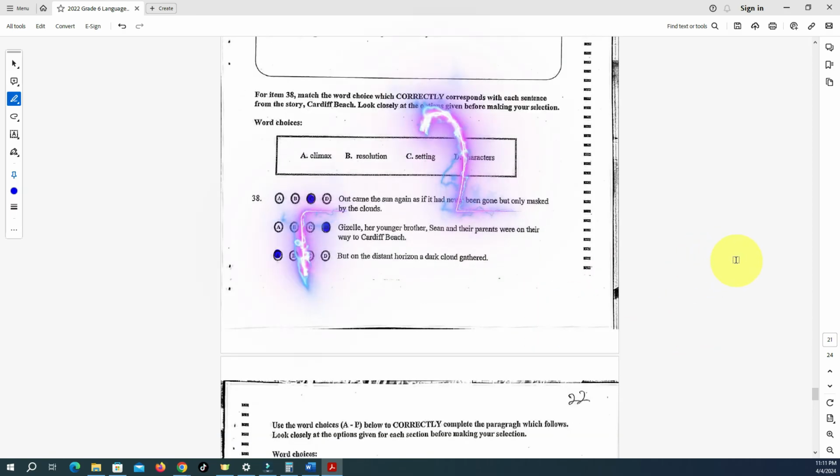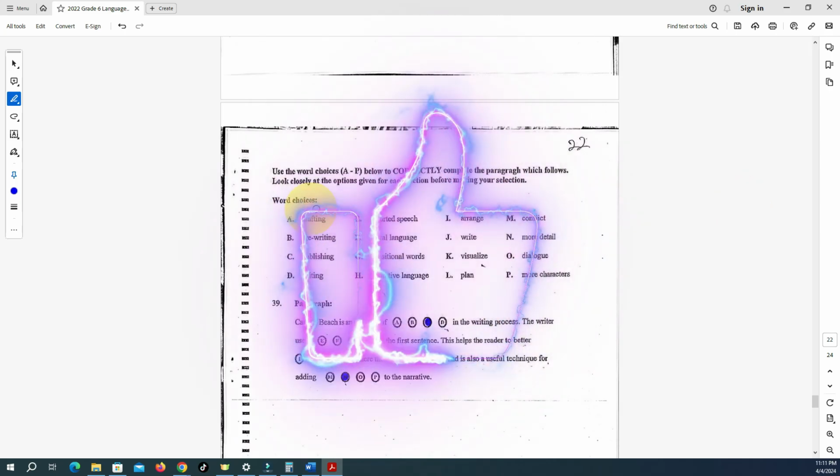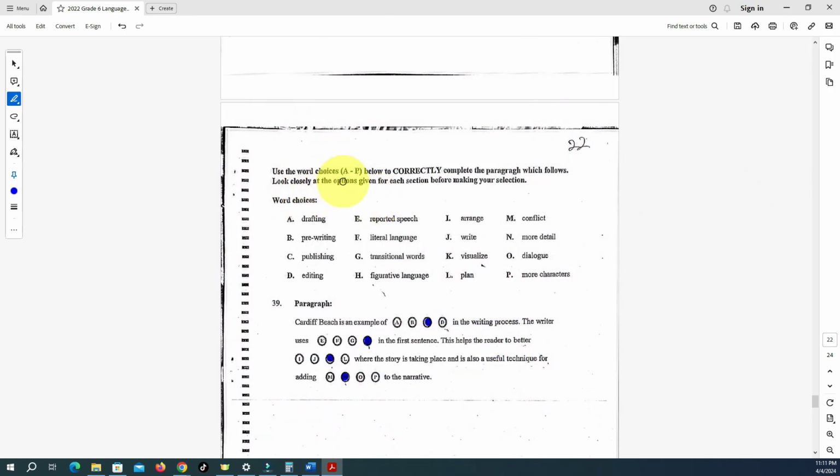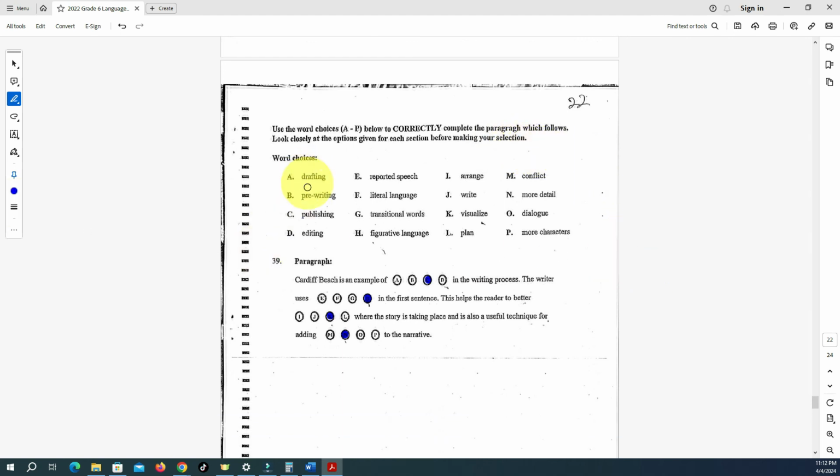So you know that. Right. So, okay, use the word choices. Now we're on to 39 to 40. It says use the word choices A to P below to correctly complete the paragraph which follows. Look closely at the option given for each section before making your selection. So you have A to D, then E to H, then I to L, then M to P.